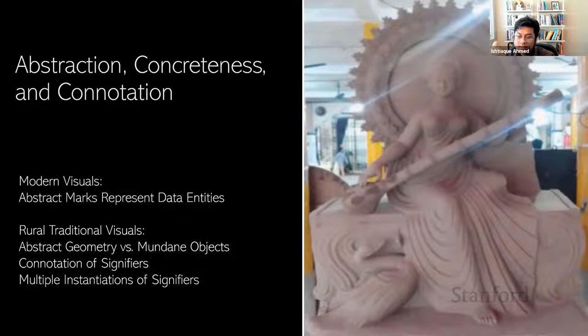However, that is not really the case for rural visualization practice. The visual designers we have studied used representations that were as close as possible to the meaning that they intended to convey, avoiding a high level of abstraction. For example, Goddess Lakshmi carries a pot full of wealth. Generally, the idol makers portray a pot of money to show that. When you ask them if it's possible to replace that pot of money with another mundane object and convey the same message, which could be paper money or, you know, a bank check, for example.